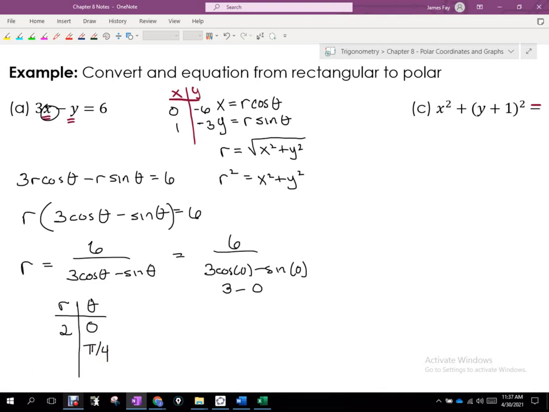Yeah, radical 2 over 2. And then what is the sine of pi over 4? Radical 2 over 2. So I'd have 3 radical 2 over 2 minus radical 2 over 2, right? So then I'll have 2 radical 2 over 2, I believe, which will give me just radical 2, correct? Then I have 6 divided by radical 2.